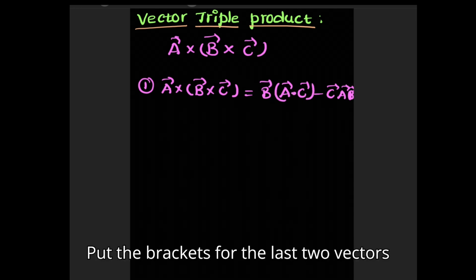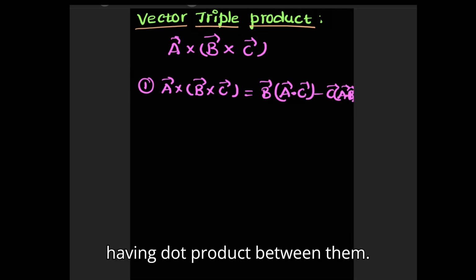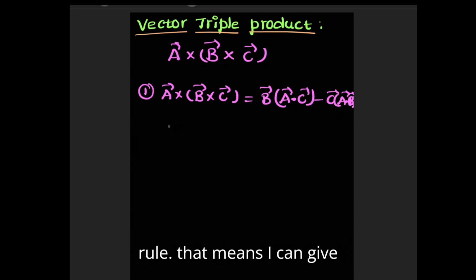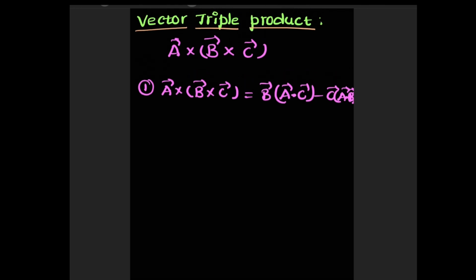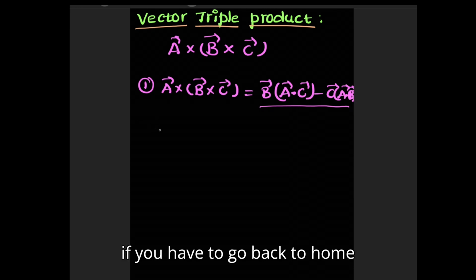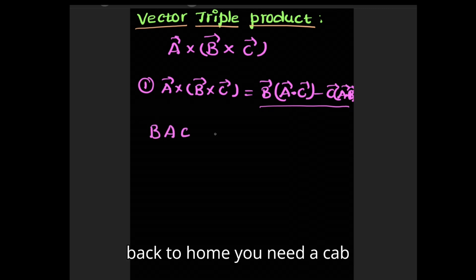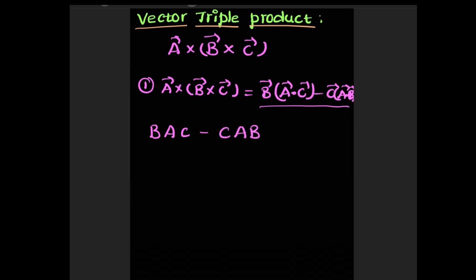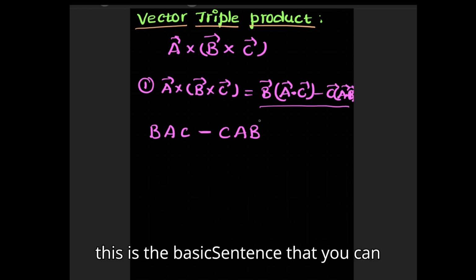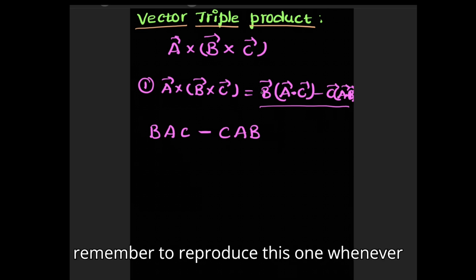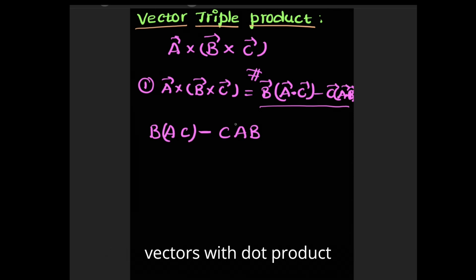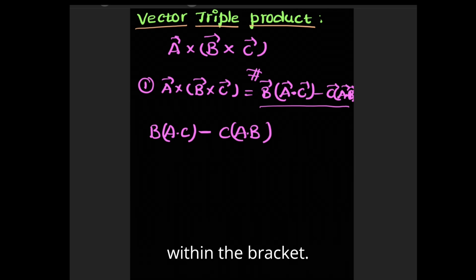Put the brackets for the last two vectors having dot product between them. Let me write it again. BAC minus CAB rule. I can give you a sentence to remember this formula. If you have to go back home, you need a cab, but for that you have to pay some money so that your balance will be minus. So this is the basic sentence that you can remember to reproduce this whenever needed. And just remember that always put bracket for the last two vectors with dot product within the bracket.